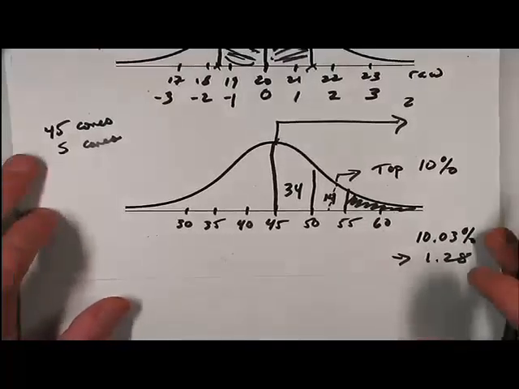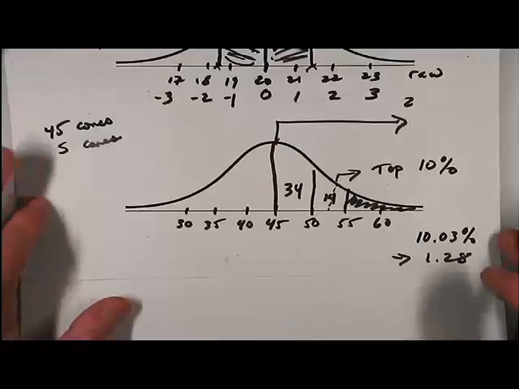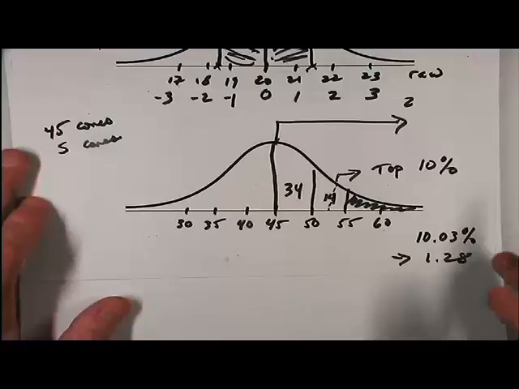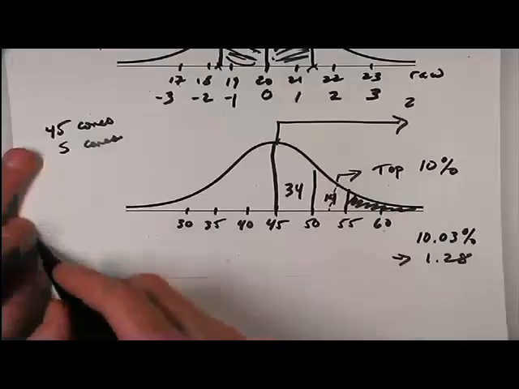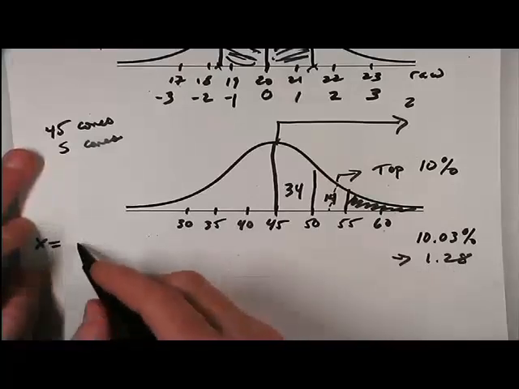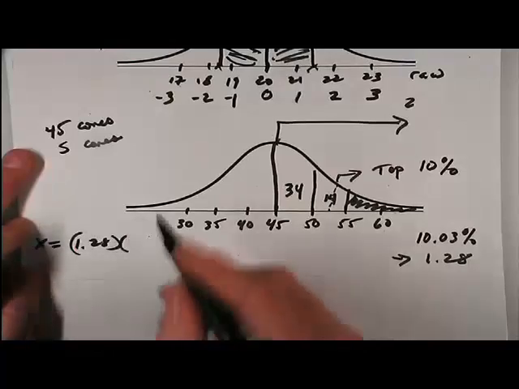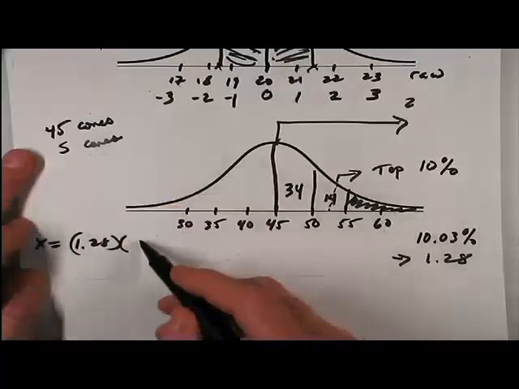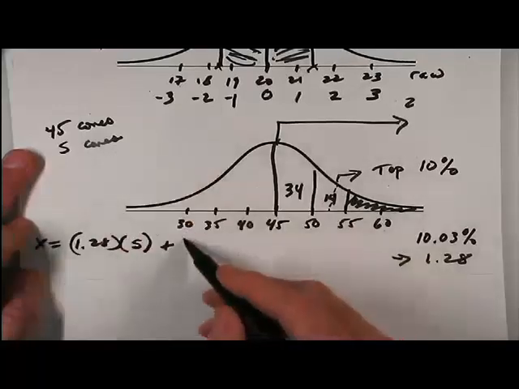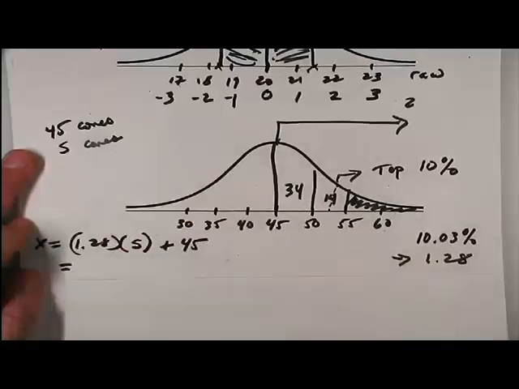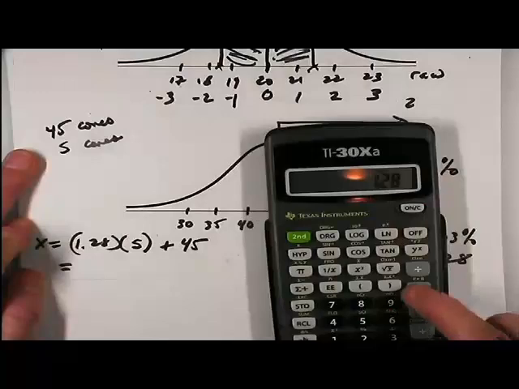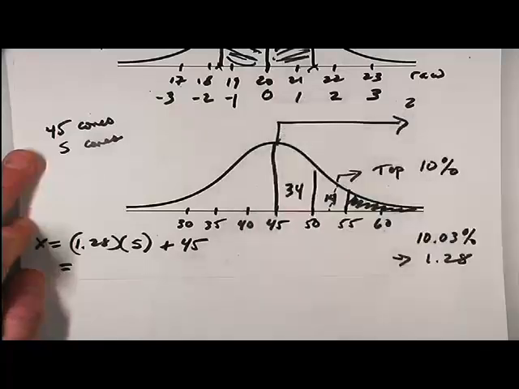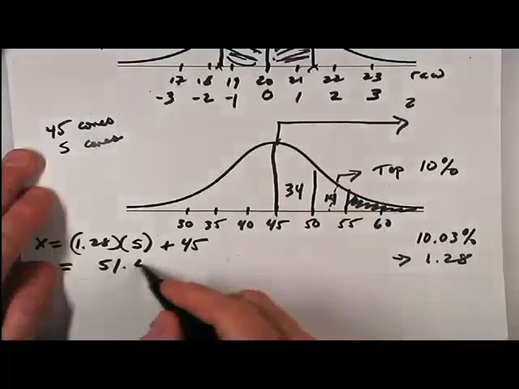Multiply it by 5. Oh, sorry. You've used x to find your raw score. Right, so I use the z here to find the raw score. So, x equals our z, 1.28, times what was our standard deviation? 5, plus the mean, which is 45. All right, so let's figure out what that is. 1.28 times 5 plus 45 equals 51.4 ice cream cones.